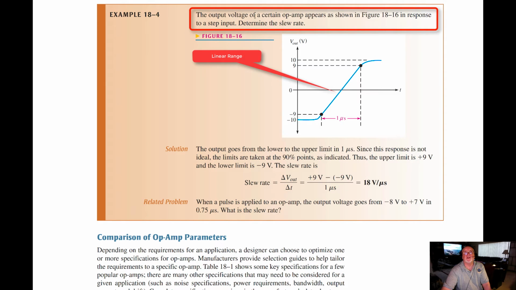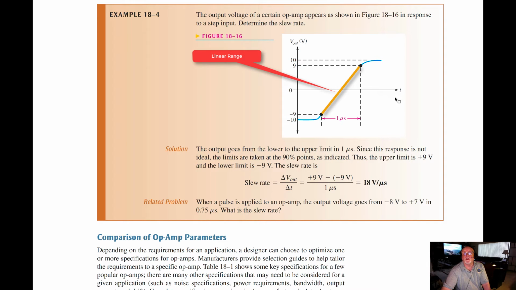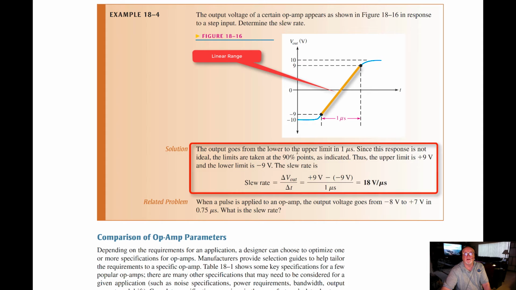Example: the output voltage of a certain op-amp appears as shown in response to a step input. Determine the slew rate. So you can see what's going on here, the output versus time, and we've got an output that is being calculated here. The output goes from the lower to the upper limit, so in this case minus 10 to positive 10 in 1 microsecond. Okay, so we're within a range here beyond the curves, where the linear range is on the graph.